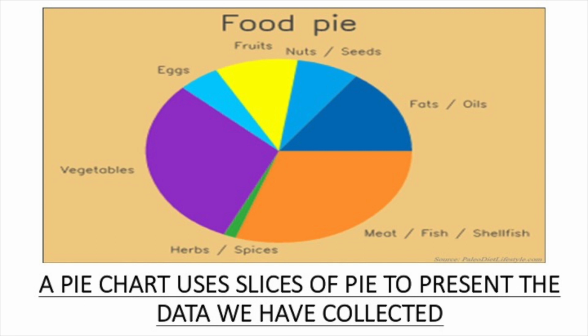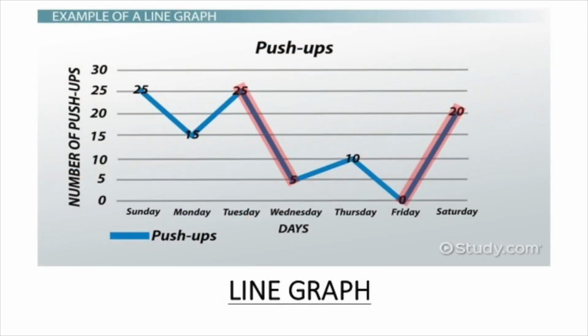So you can see lots of people like vegetables. Look at the slice for vegetables. But not so many like herbs and spices. That slice of pie is very small. So on a pie chart, it's the size of the slice or the piece of pie that tells you how big the numbers are. And finally, line graph.